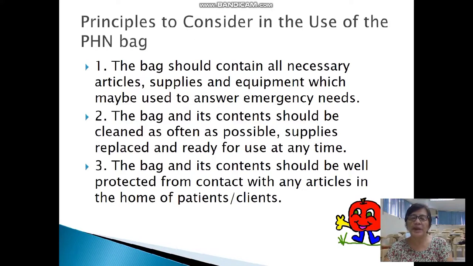Principles to consider in the use of the PHN bag. The bag should contain all necessary articles, supplies, and equipment which may be used to answer emergency needs. The bag and its contents should be cleaned as often as possible, supplies replaced, and ready for use at any time. So you have to check your bag every now and then before going to your community health nursing duty. It must contain everything inside your bag, so that you do not, for example, have to borrow something from your classmates. You have to be ready with all supplies that you are going to put inside your community health nursing bag.